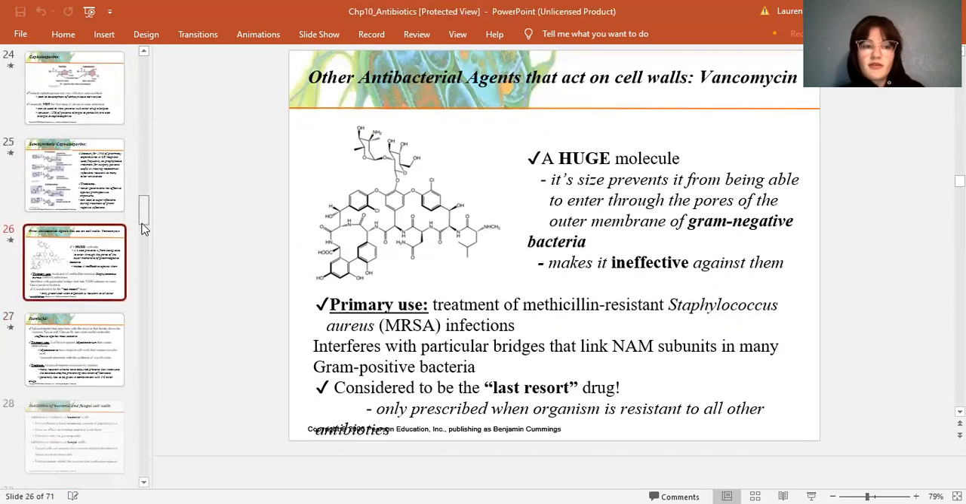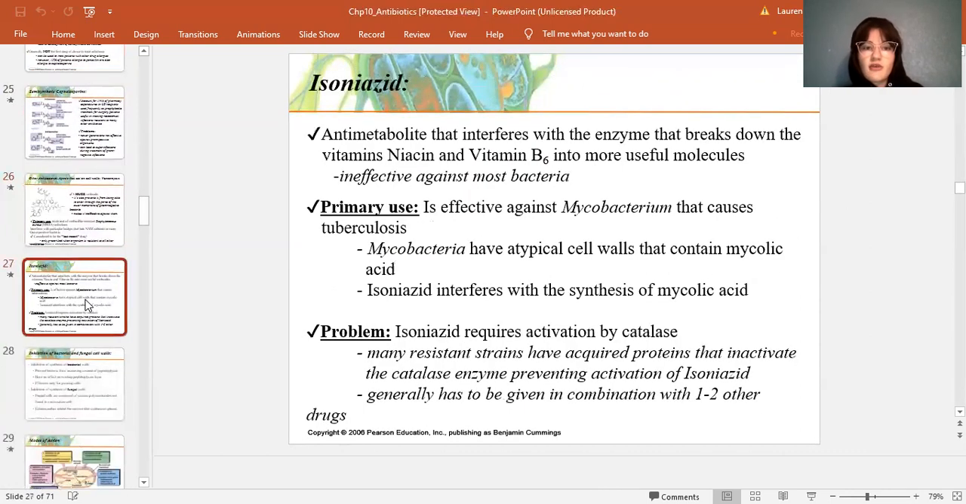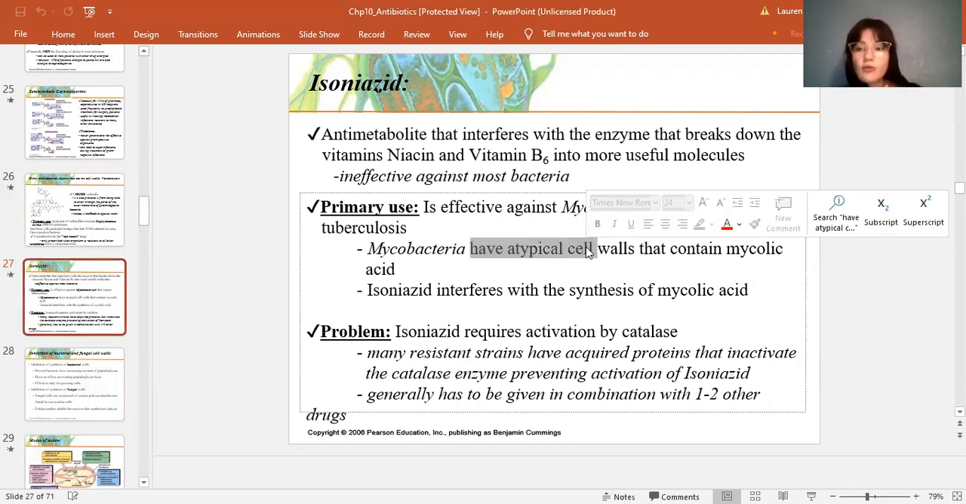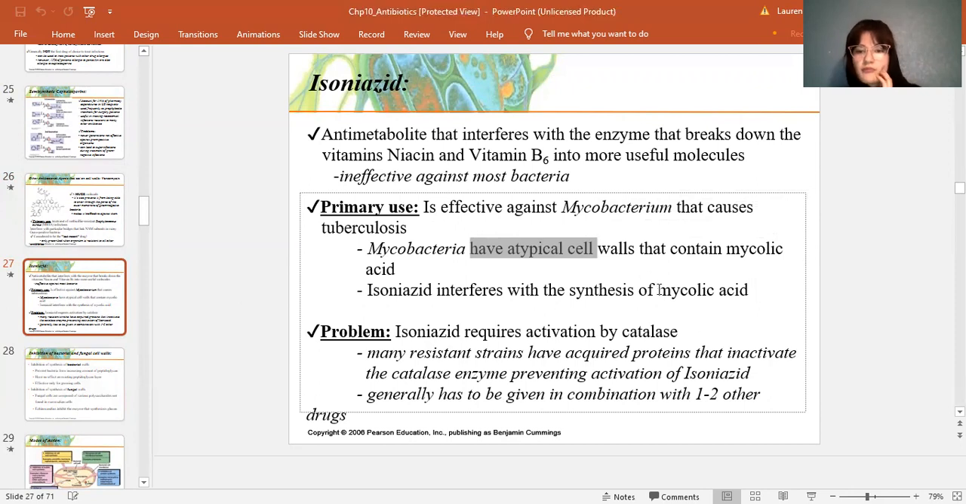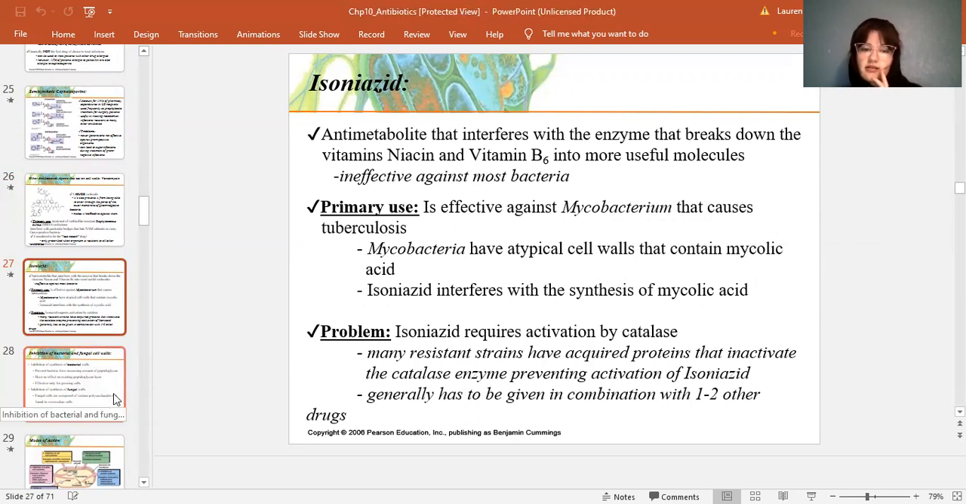All right. I believe that's it for the, oh, I found his ads. Let's see. This one. Oh, this is for Mycobacterium. But this one targets the atypical cell wall. So it's not the normal cell wall of gram negative versus gram positive. This is the waxy mycolic acid. So yes.